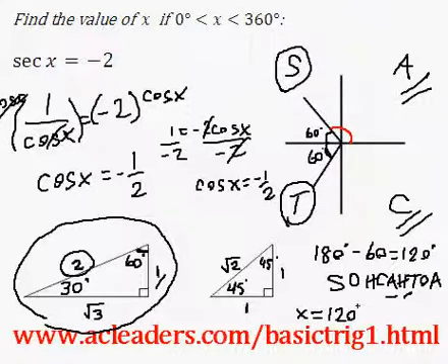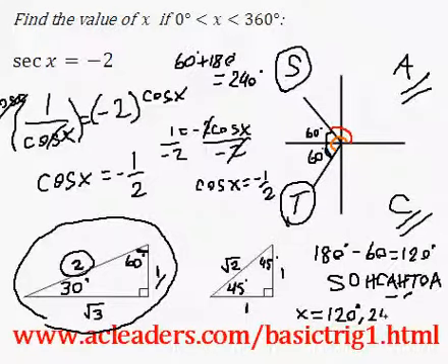And I'm running out of room again. The solutions are going to be right down here. And the second solution, second angle in standard position, will be right there. To find out this one, we just need to add 60 to 180 degrees. So 60 plus 180, 240 degrees. There we go.